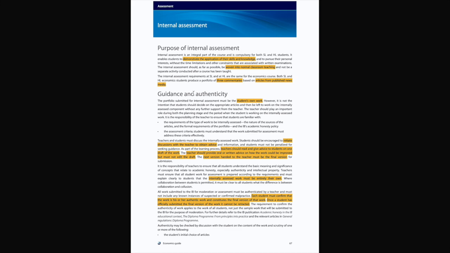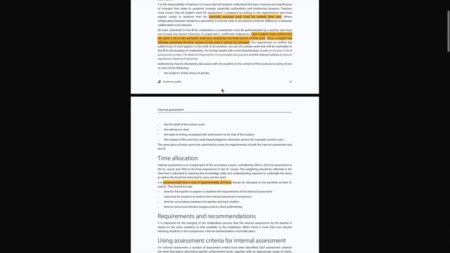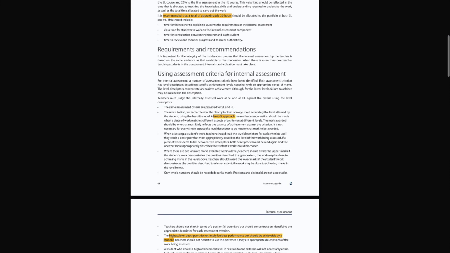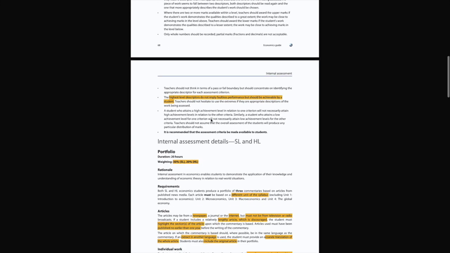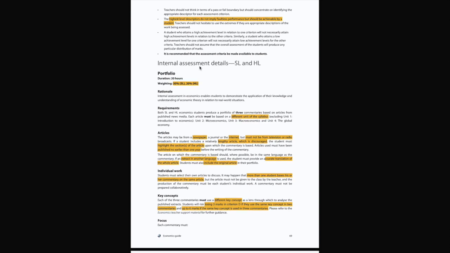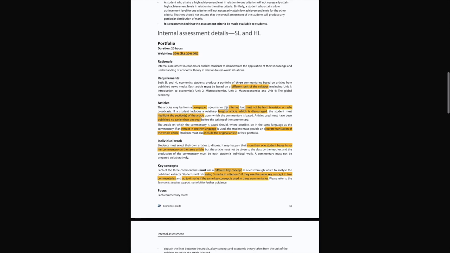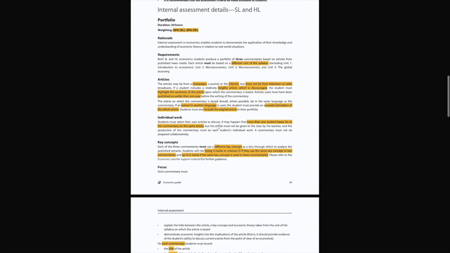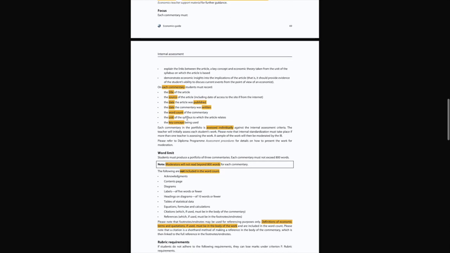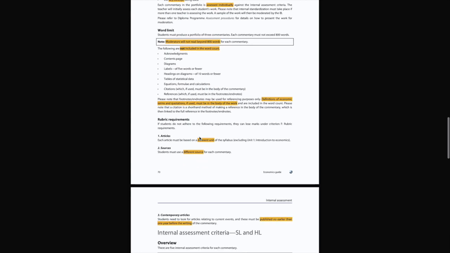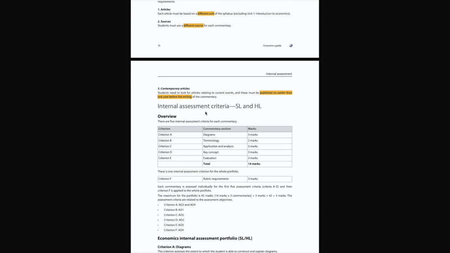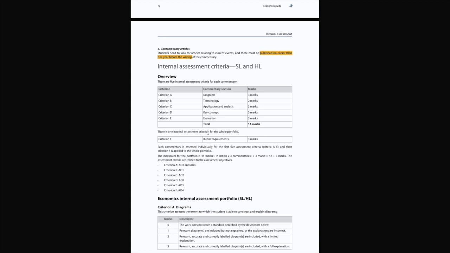The subparts we are covering are purpose, authenticity, time allocation, assessment criteria or how your teacher marked your work, and the all-important internal assessment details, which includes rationale, units of the syllabus, the choice of articles, the language of the articles and the commentary, and question about collaboration and whether the same article can be used by more than one student, key concepts, formatting requirements, word limit, and how the criterion or the rubric is applied. This will be covered in a separate video. Now let's get started.